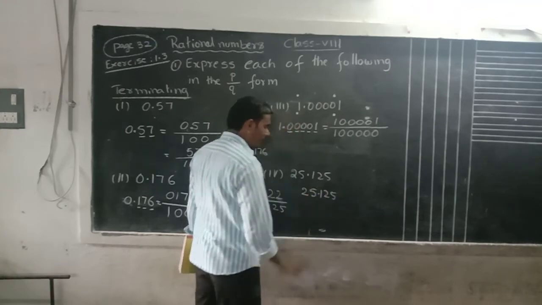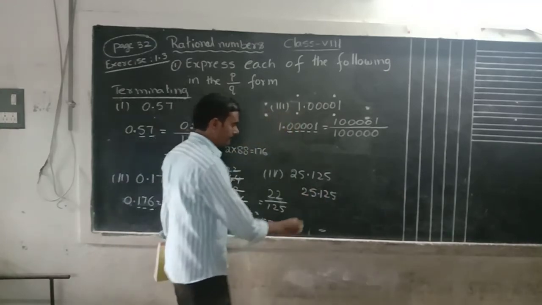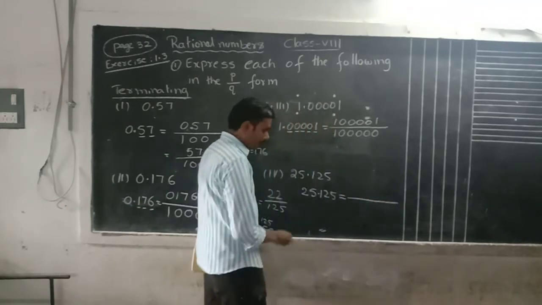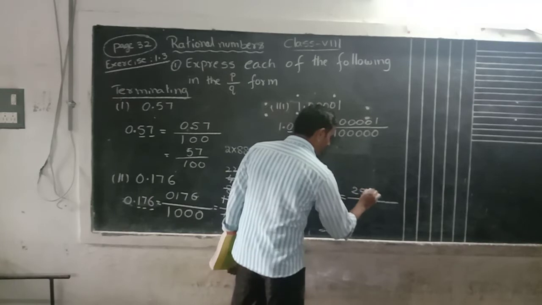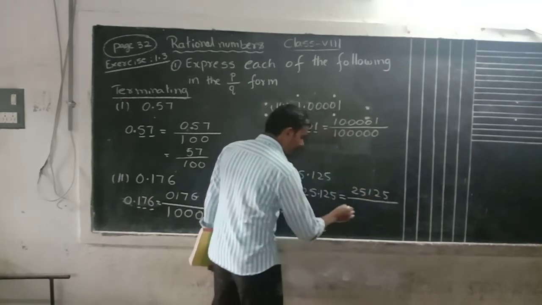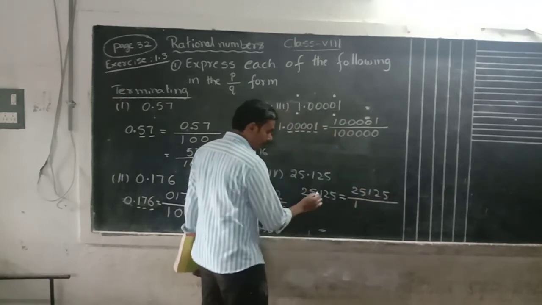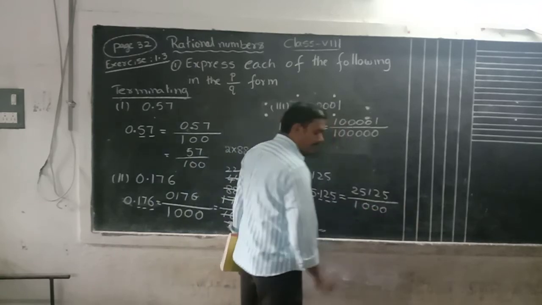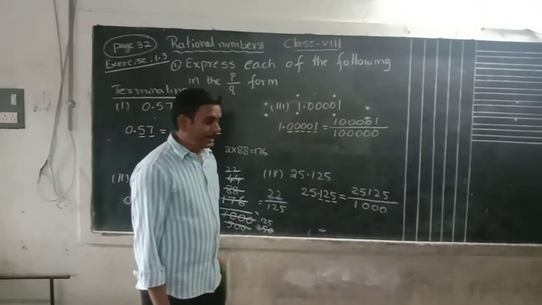Next, 25.125. Then draw a line here. Total number we have to write as 25125 by 1. After the point the number of digits is again 3, so 3 zeros. Okay, we can cancel with 5 here.